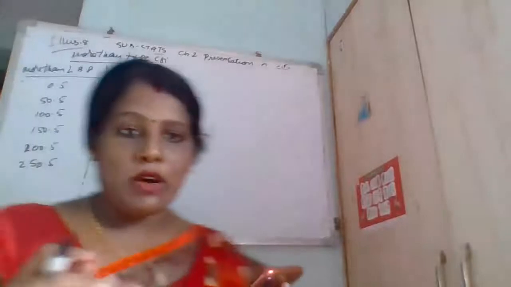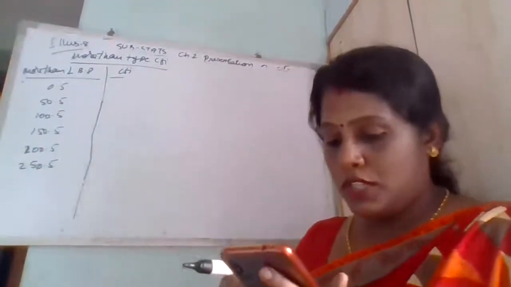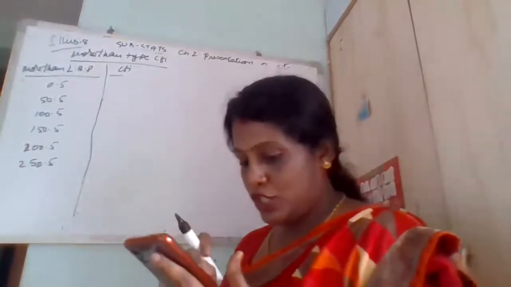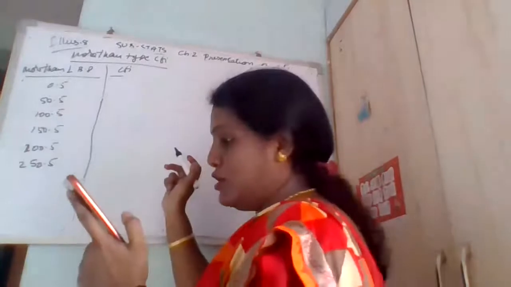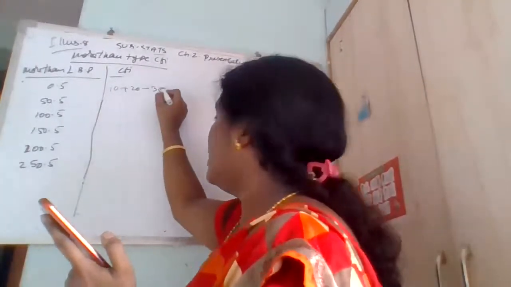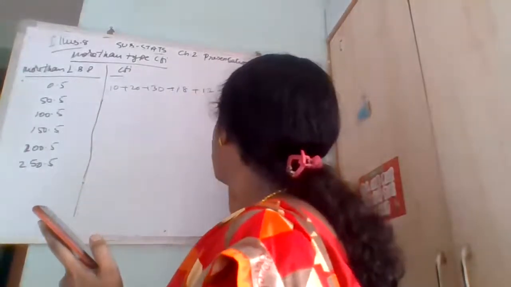So more than upper boundary point. Your first CF will be your total. So all the totals you have to write together. That comes to a total of 90, right? So our frequency comes 10 plus 20 plus 30 plus 18 plus 12, that is equal to 90.